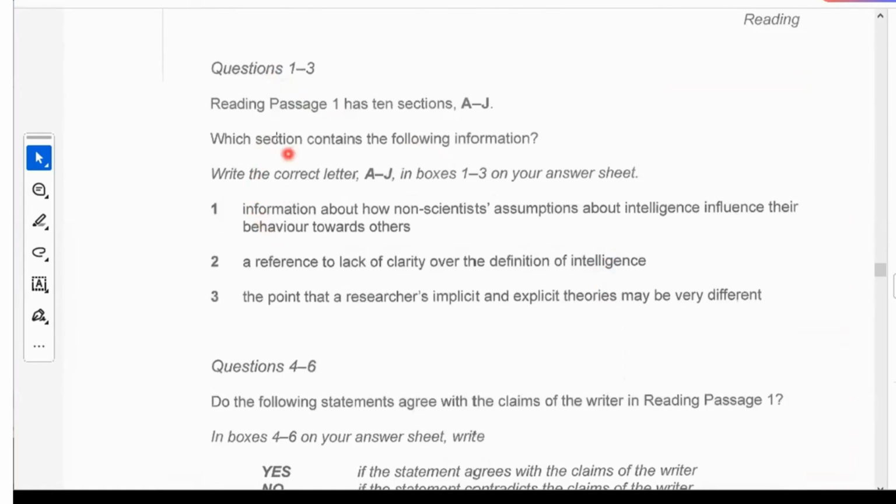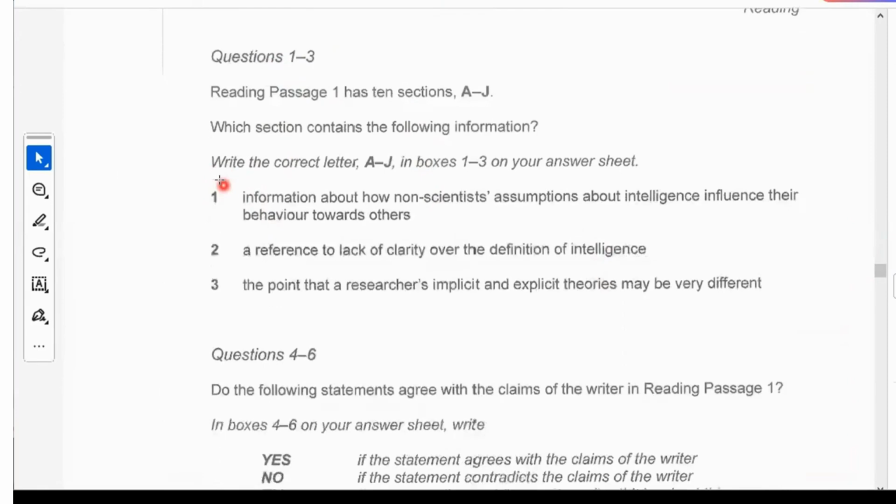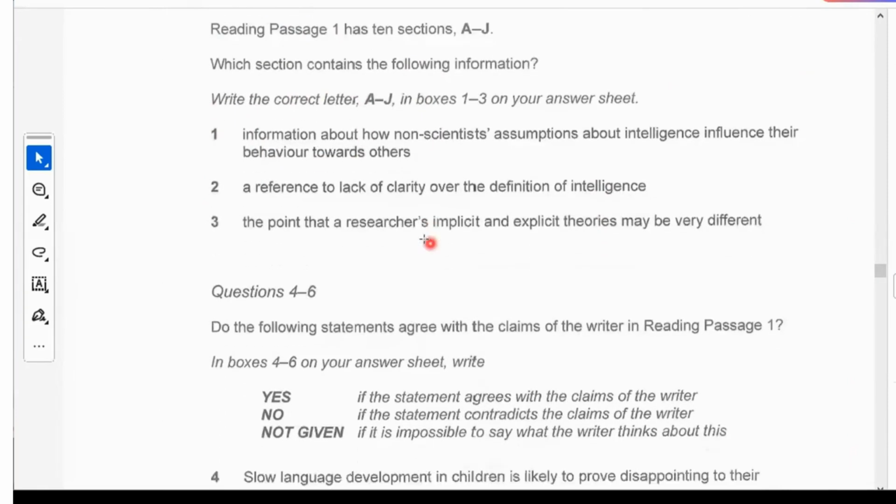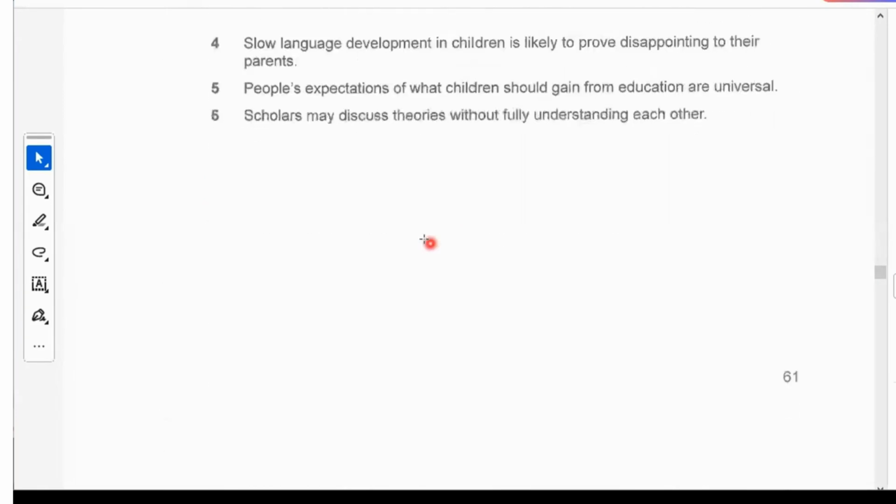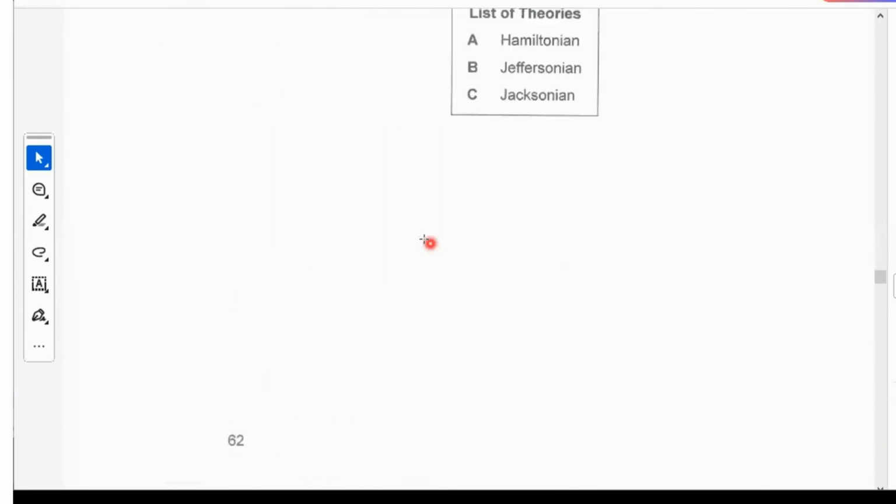The question starts with matching information. We call this question type matching information question. So I'm not going to solve matching information questions first. I'm going to solve gap filling first. I usually like solving gap filling questions first, either gap filling or matching features.